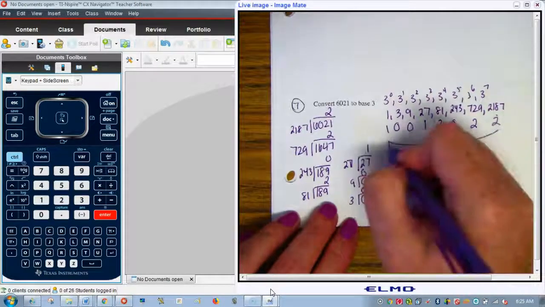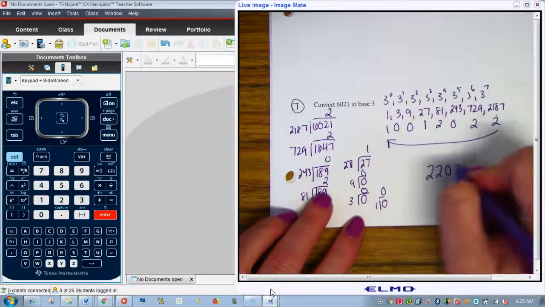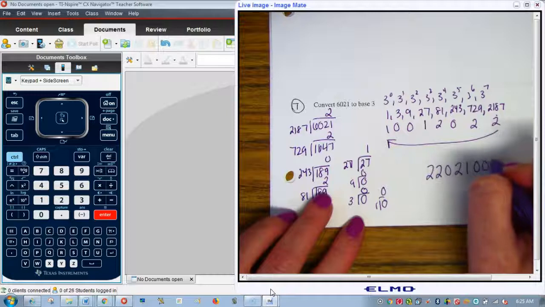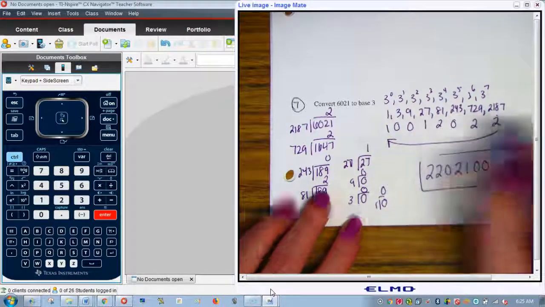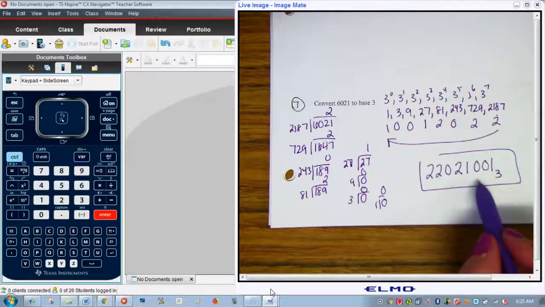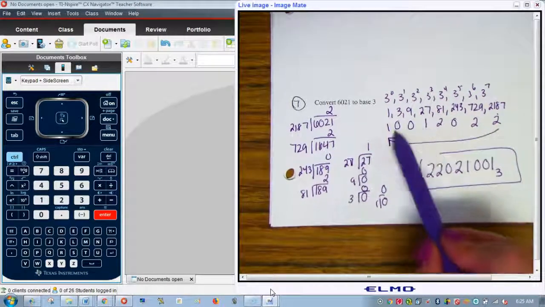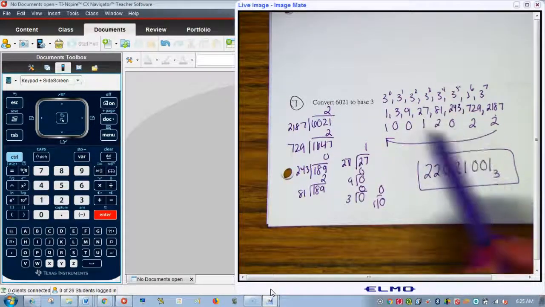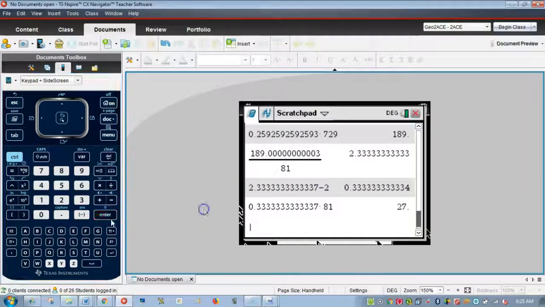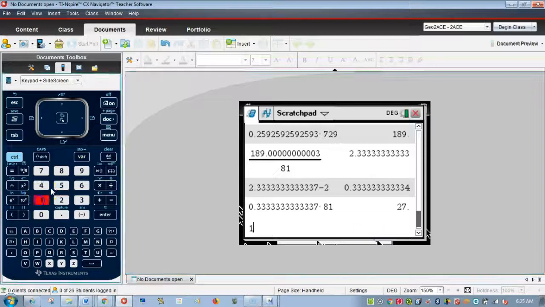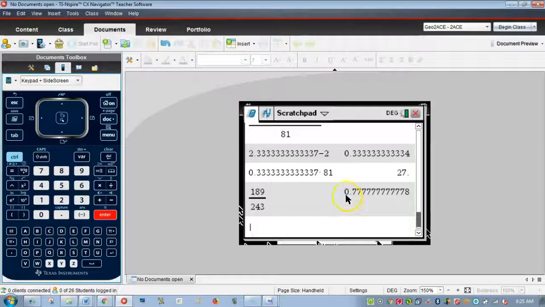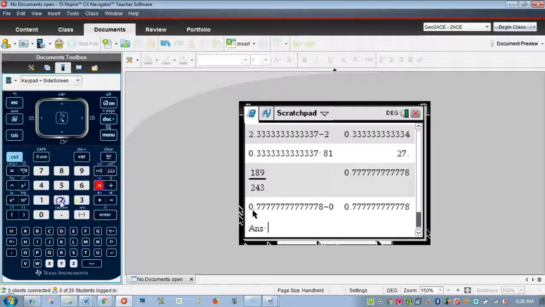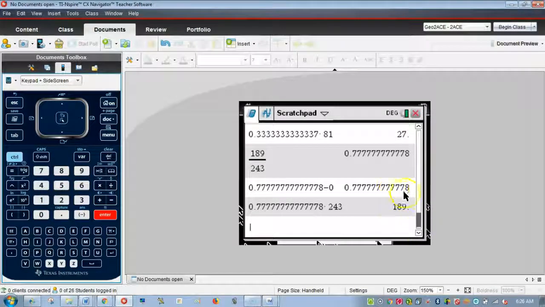So again, when I write the number, I write it out in order: 2, 2, 0, 2, 1, 0, 0, 1, base 3. Which again, 0, 1, and 2 are the only digits I can have in base 3. So if you can't divide by the number, it goes in 0 times, but you need a 0 for every placeholder. So if you're taking 189 and dividing it by 243, you're going to see it goes in 0 times. If you still subtract 0 and multiply by 243, it's going to bring you back to 189. Okay.